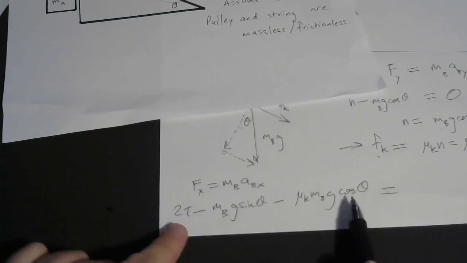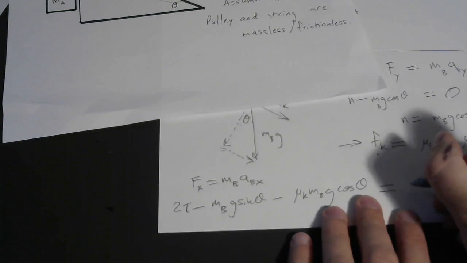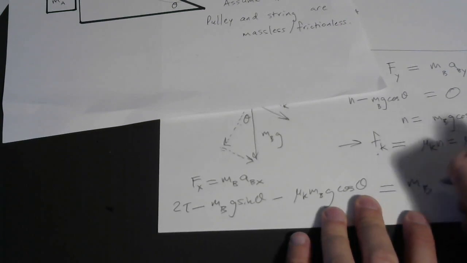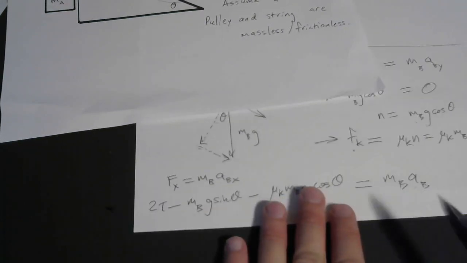And do I set that equal to 0? That would only be true if there were no acceleration. The sum of the forces along any axis is only 0 if the acceleration along that axis is 0. But we are expecting an acceleration. We don't expect these forces to balance. We don't expect them to sum to 0. I will set that equal to mass B times the acceleration of mass B. See how I'm just relabeling this as A sub B?